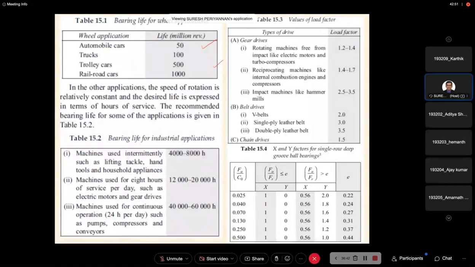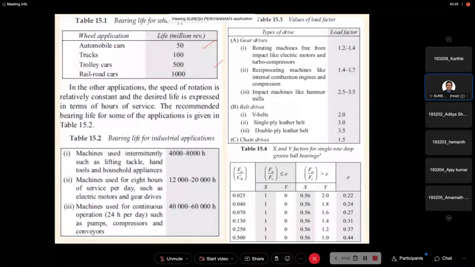See here, in automobile vehicles, if you consider any vehicle, each vehicle is going to have a different speed of rotation. For example, among heavy vehicles, a bus may go at a maximum speed of 100 kilometers per hour. A two-wheeler is going to have more speed. So it depends upon the speed. Each vehicle has a different speed, not a constant.